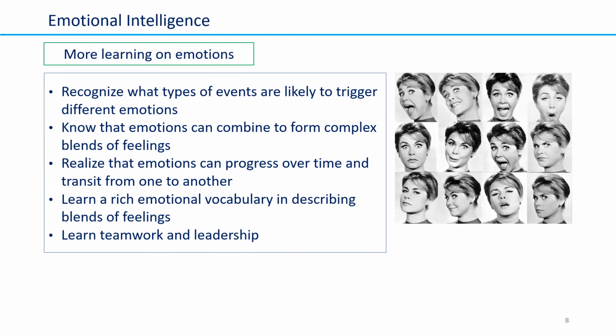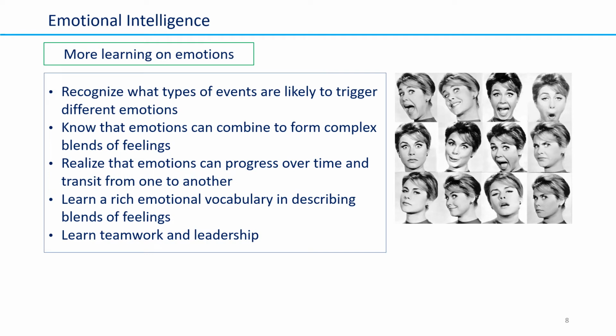Now, a little bit more on emotions. Recognize what type of events are likely to trigger different emotions. You are working in a team. You are traveling. You are at a social gathering. You are on the playground. What type of event triggers different emotions? Know that emotions can combine to form a complex blend of feelings. They can combine, like sadness and happiness at a time. Or, in a simple way, fear and anger and sadness at a time. So a complex blend of feelings will come when the emotions are combined with each other.